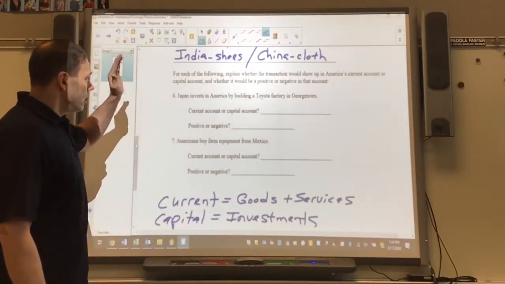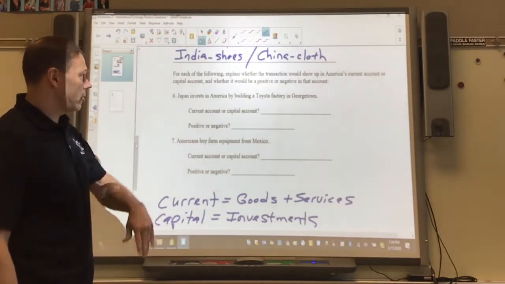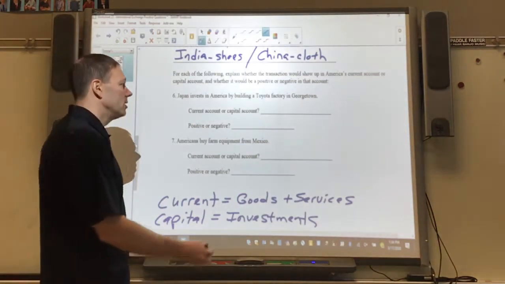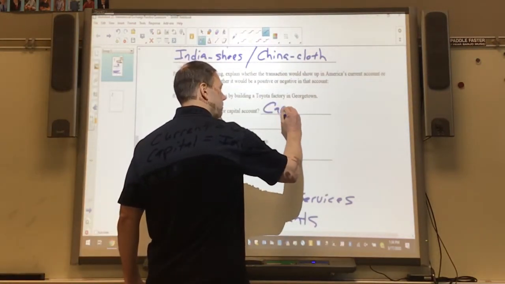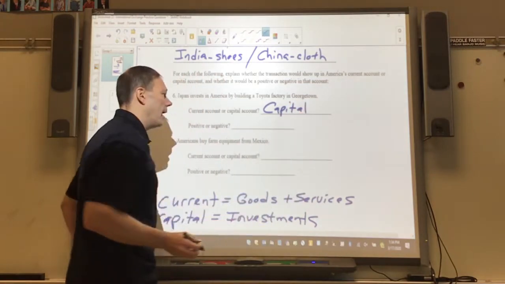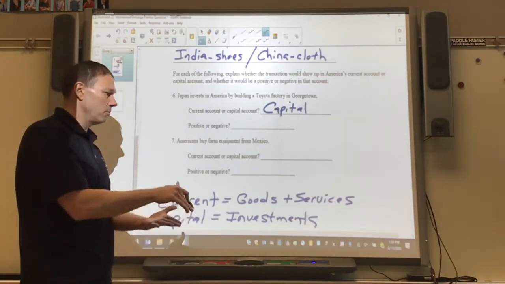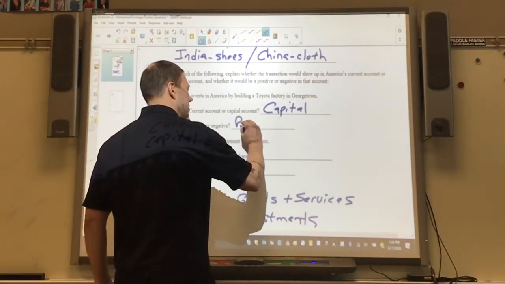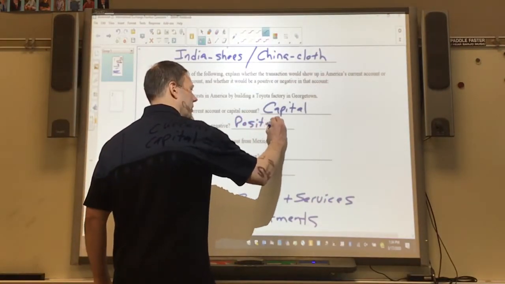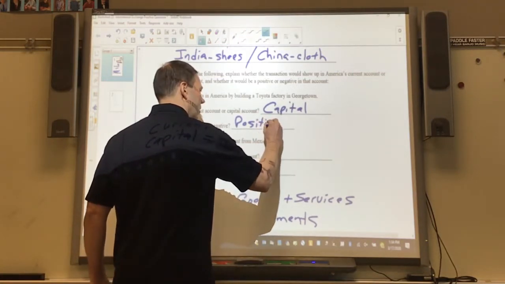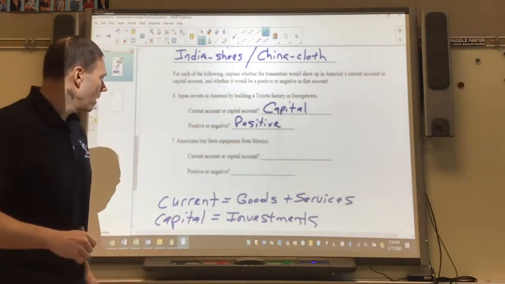So, number 6, Japan invests in America by building a Toyota factory in Georgetown. Well, that's an investment, so it has to be the capital account. And remember, when Japan invests in us, they bring the money in. Money comes in, got to be a positive. So that's the capital account positive. There we go, combining the two.